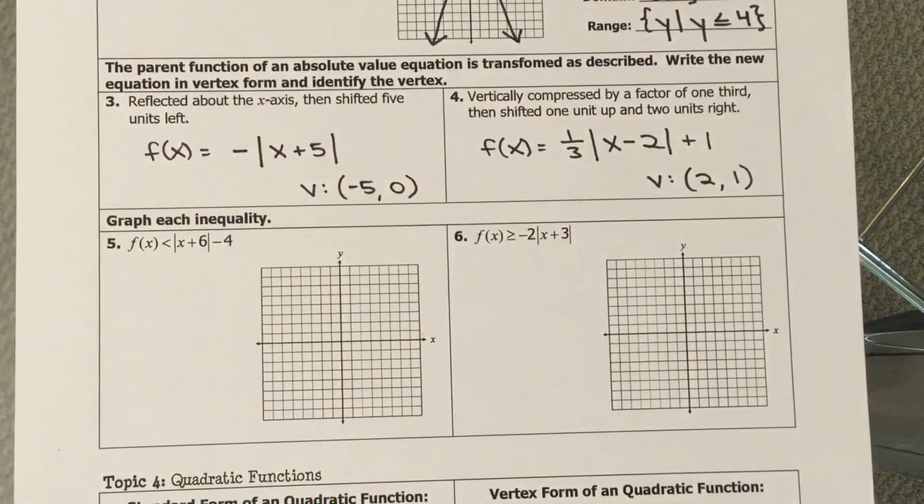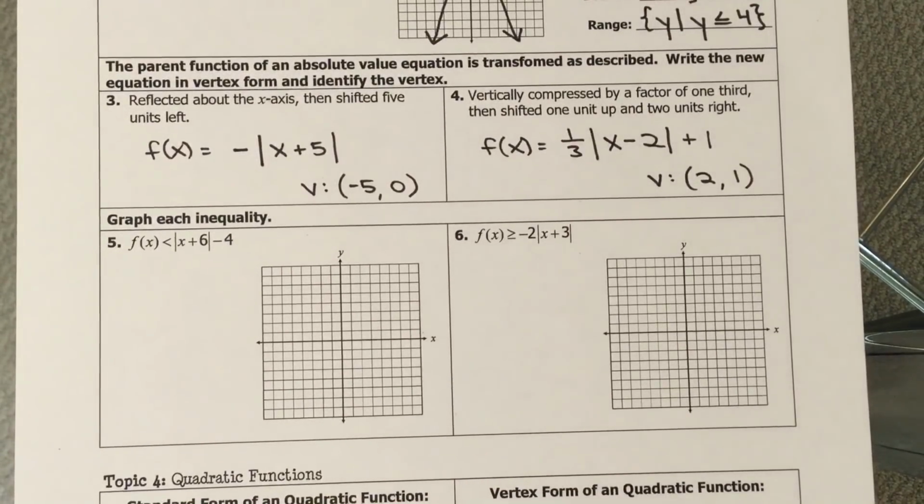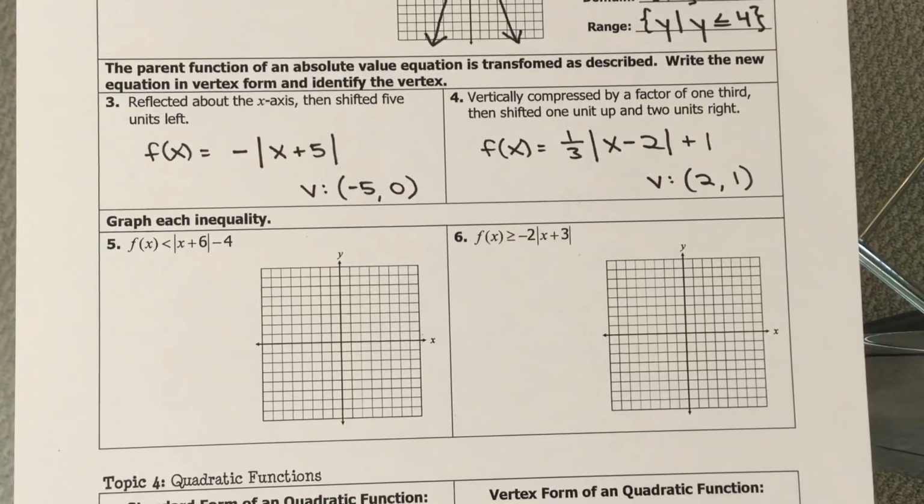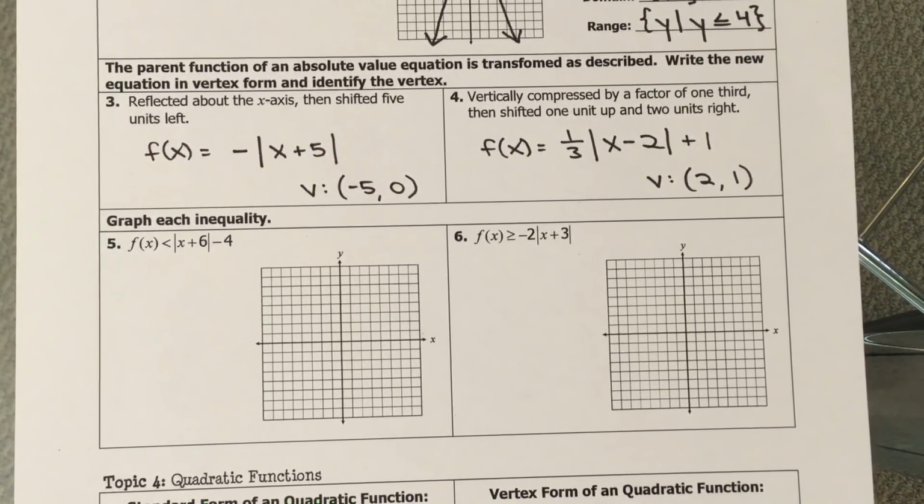All right, last piece that we have with absolute values is graphing inequalities. So with this, you graph it basically the same way as you did with the other graphs, except you may have a dashed line and then there's going to be some shading involved.